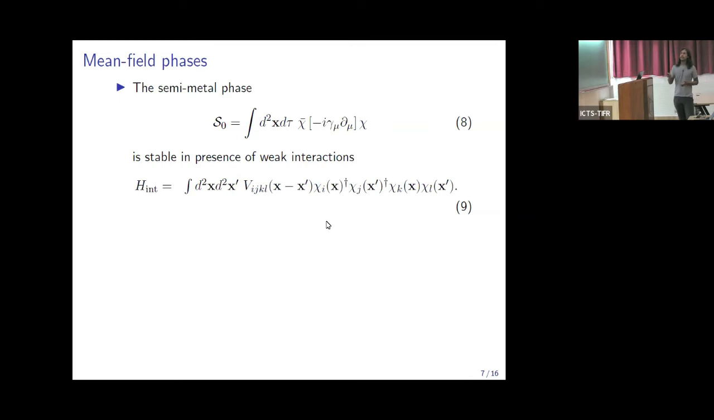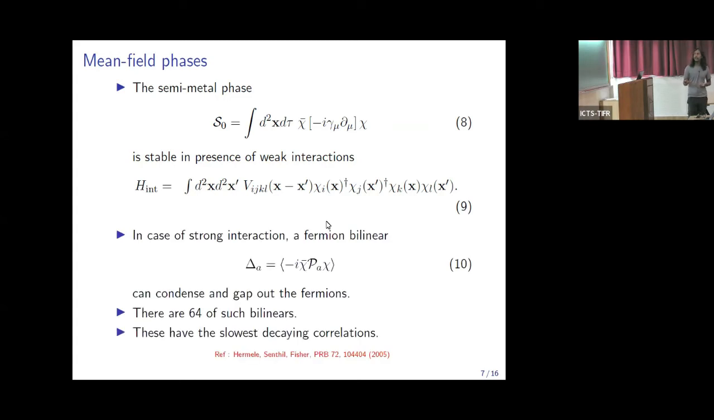Without any interaction, it has Dirac cones, like the semi-metal kind of behavior. And you can show that in the presence of weak interactions, this term is irrelevant. So this semi-metal phase is really stable in the presence of weak interactions. But in the presence of strong interactions, a fermion bilinear can get an expectation value. Think of some Hubbard-Stratonovich transformation, doing some mean field theory on this interaction. So we ask the following question: what are the phases that can be obtained by condensing fermion bilinears like this?